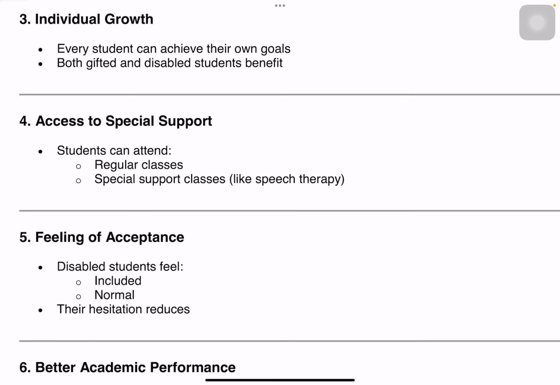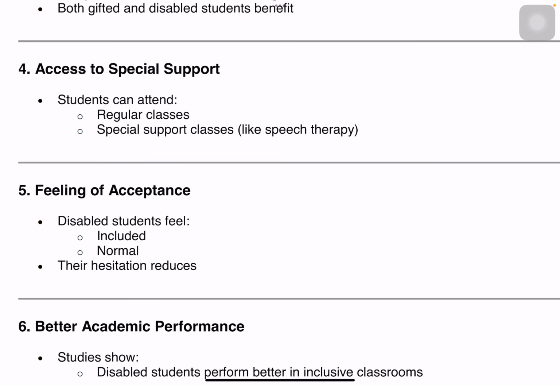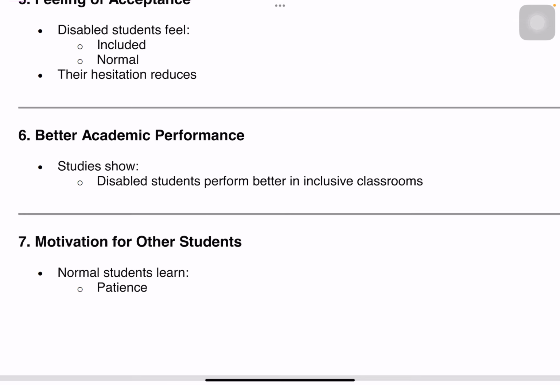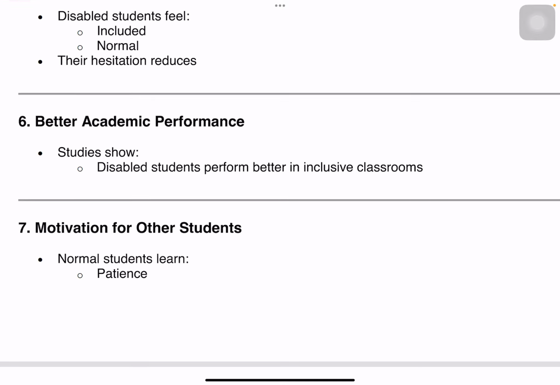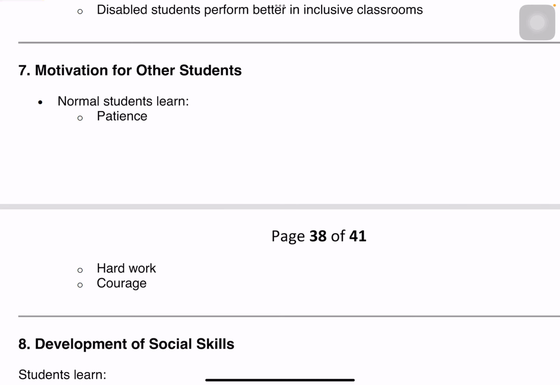Access to special support. Students can attend regular classes and special support classes like speech therapy. Feeling of acceptance. Disabled students feel normal, included. Their hesitation reduces. Number 6, better academic performance. Studies show disabled students perform better in inclusive classrooms. Motivation for other students. Normal students learn patience, hard work, courage, empathy for disabled students.